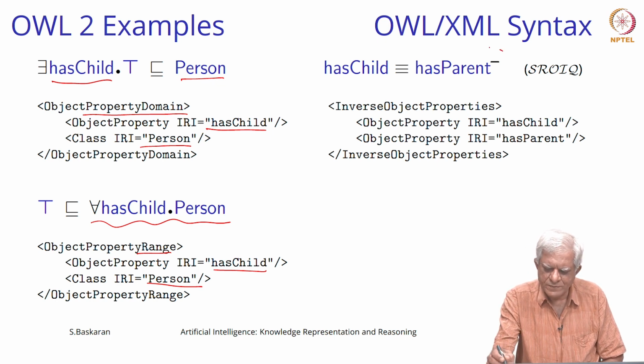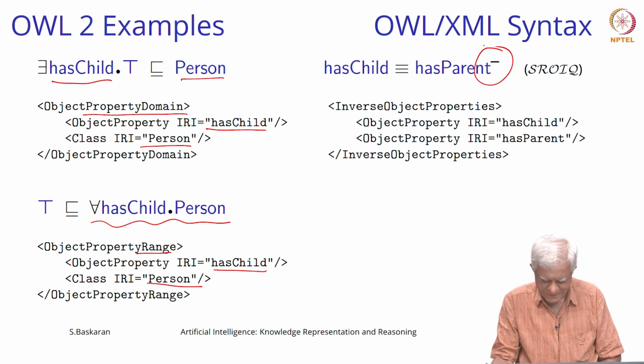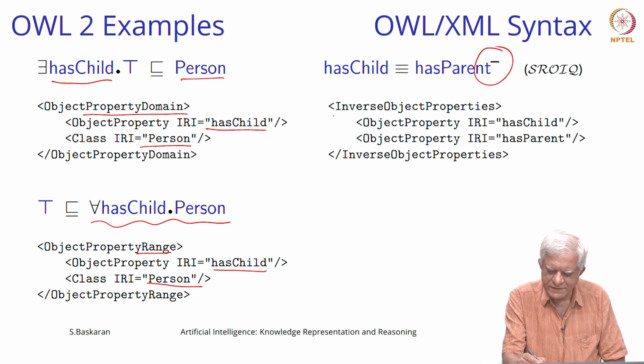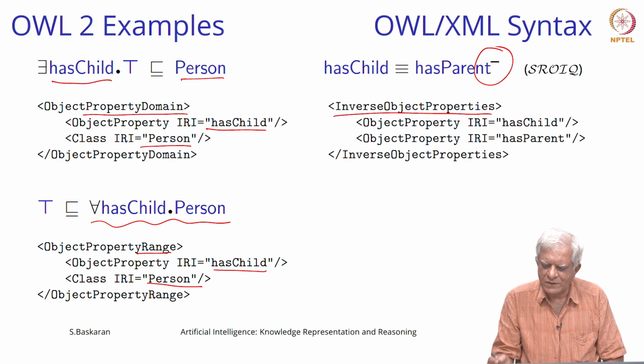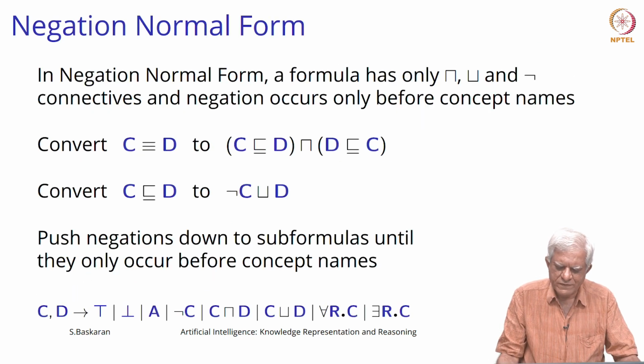We also spoke about the inverse earlier, and that basically here it says inverse object property. So, this is the OWL language, and whatever we could say in description logics, we can say in OWL essentially.